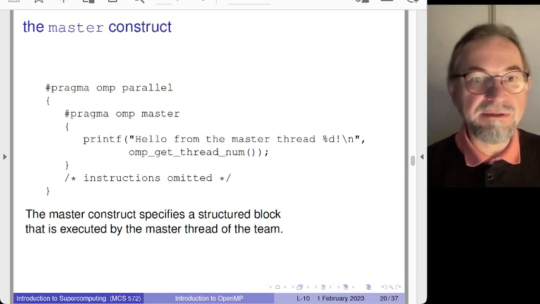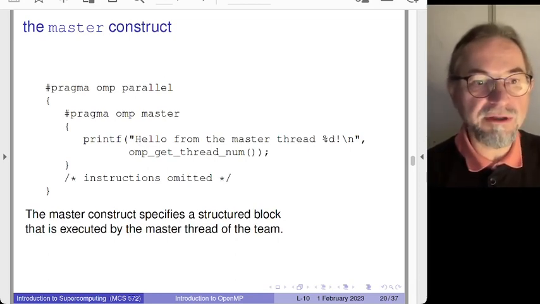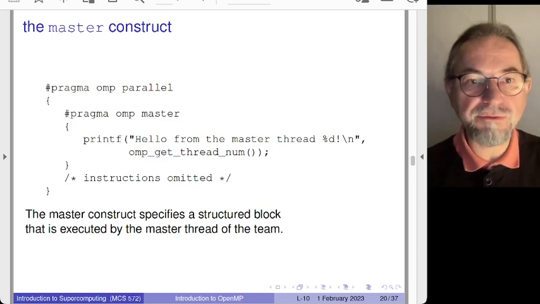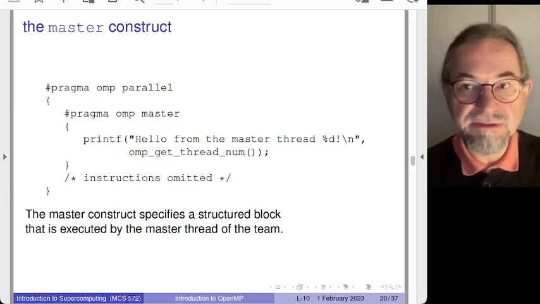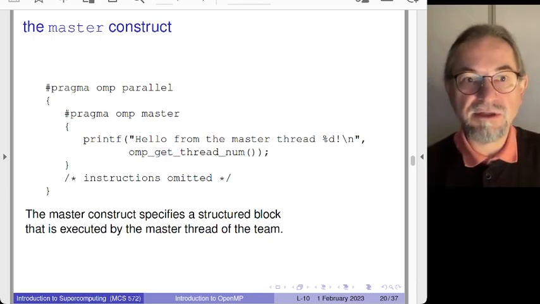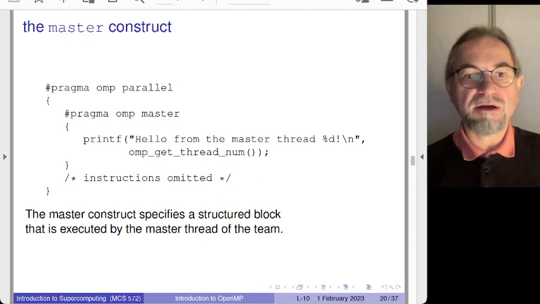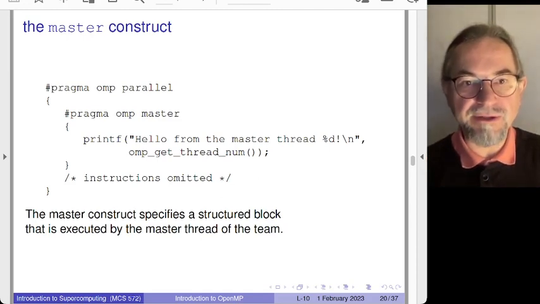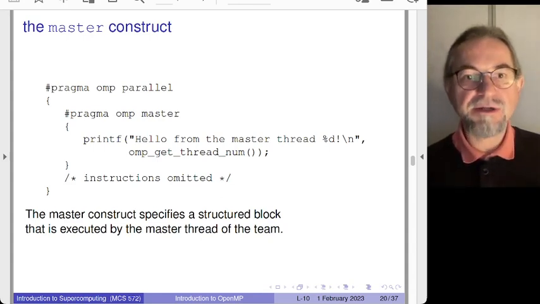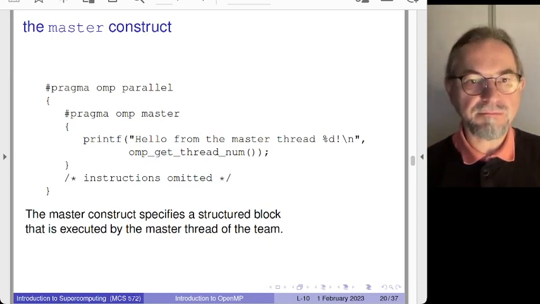All right, so then the master construct. So you can, in this way, still think about the manager-worker paradigm. So here you have the master thread that takes the role of the manager. So within the team or the crew of threads, you have one thread 0, which is identified as the master thread.